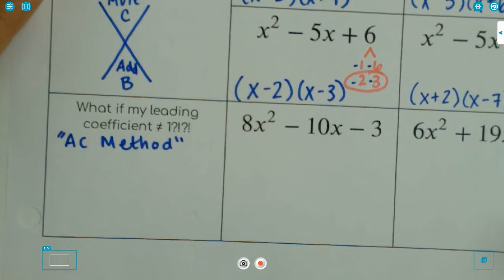There are other methods. In fact, I don't remember learning the AC method when I was a child. I don't remember what I learned, which tells me that it's not as good of a method because I forgot it, obviously.